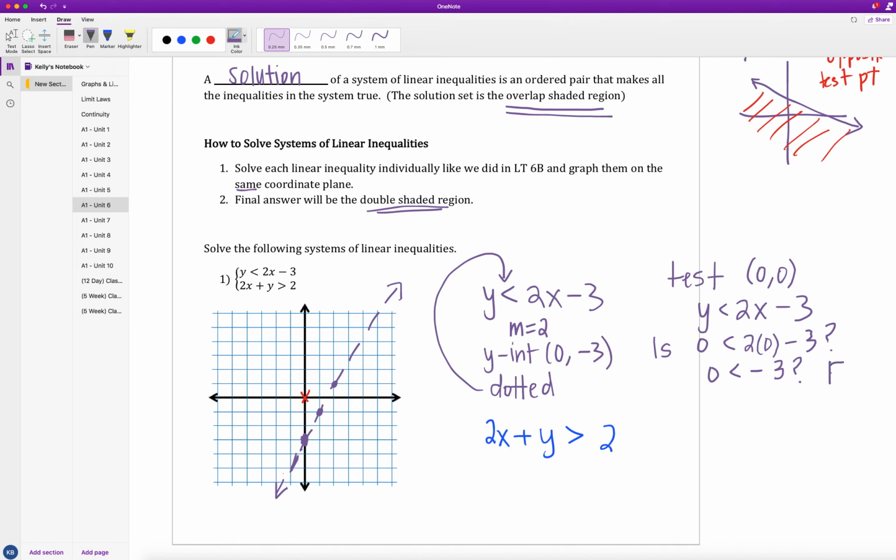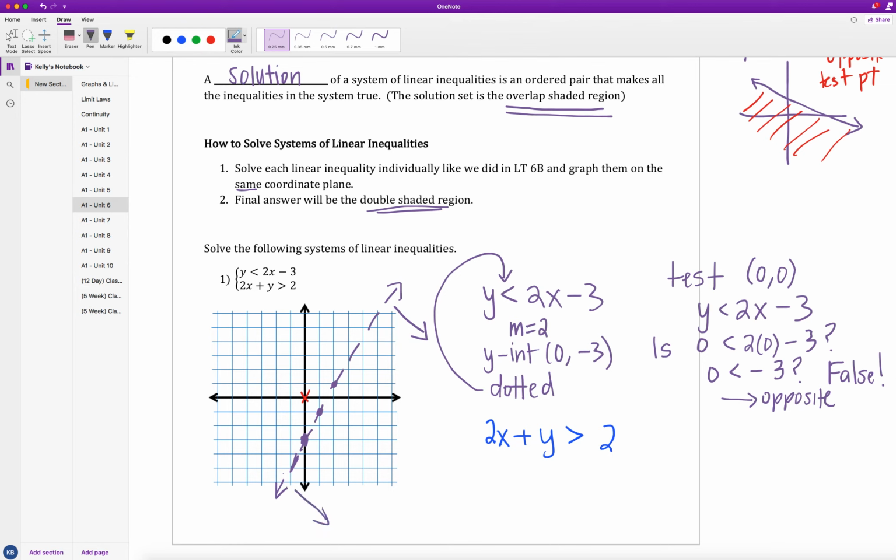In this case, it is a false statement, which means that we will shade on the opposite side as our test point. So I'm going to shade on the opposite side of my test point. Since our test point is at 0, 0, where I have that red X, I cannot shade where 0, 0 is, since this statement was false. Instead, I'm going to shade on the opposite side.